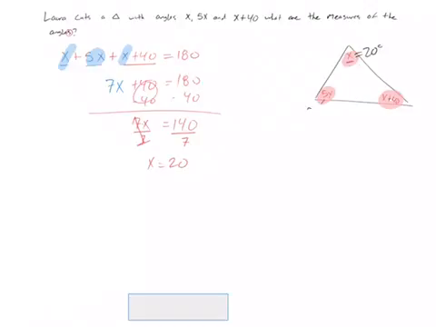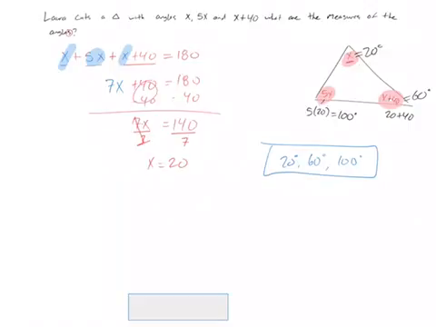This one down here says 5 times x. Well, what's x? 20. So that means that's going to be 100 degrees. And this one over here says x plus 40, so it's going to be 20 plus 40, which is equal to 60 degrees. And again, if I add those up, 20 plus 60 is 80, plus 100 is 180, so all 3 of those angles would add up to 180, which is what we'd want. So kind of our answer, I guess, would be 20 degrees, 60 degrees, 100 degrees. Those would be the 3 angle measures.